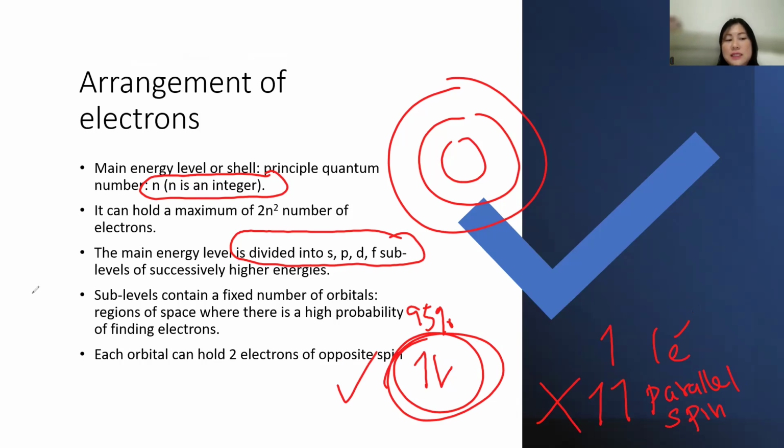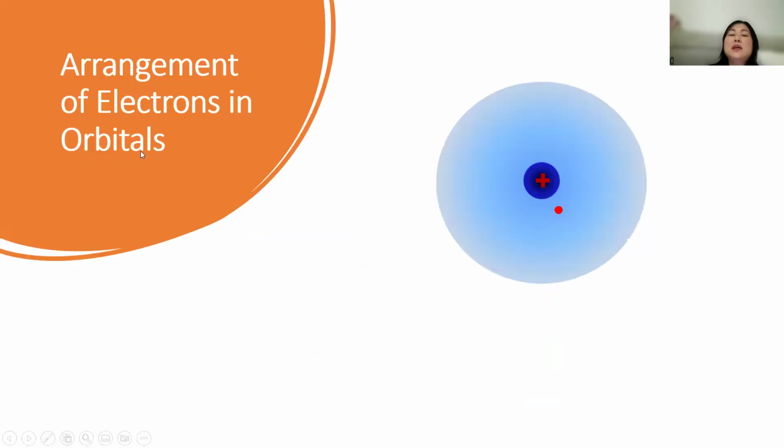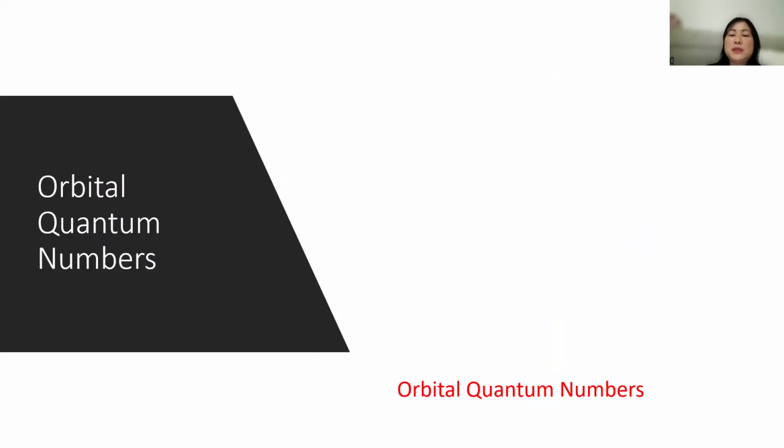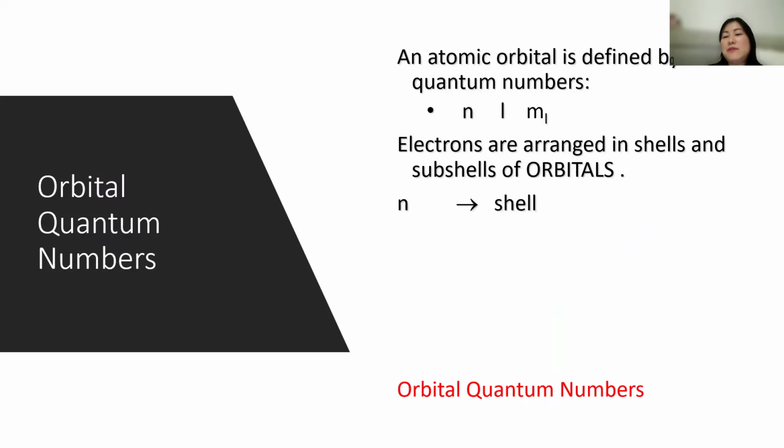So I understand the last lesson we talked about the shapes of the orbitals, so I'm going to slowly reach there, okay? So we talk about orbital numbers, SPDF, and so on. Okay, so let's go on.